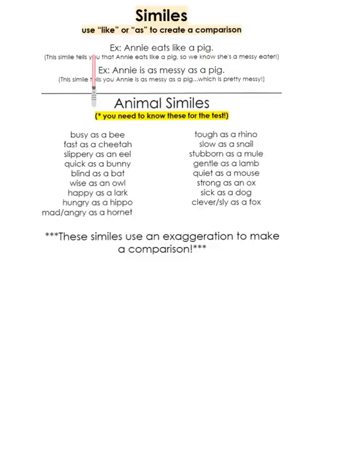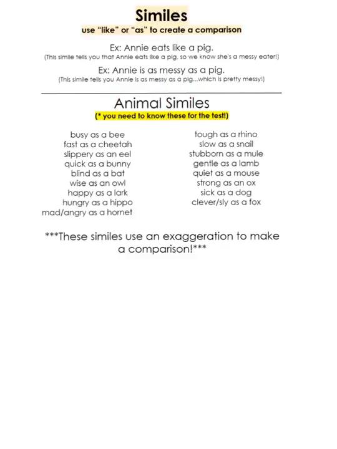So the way that we show this comparison when we're comparing maybe someone or something to something else is we use these words like or as. So a simile has to have the word like or as in order to be a simile. And we're going to talk about another type of comparison next week that doesn't use those words, but similes have to use them. So another simile that we may encounter is Annie is as messy as a pig.